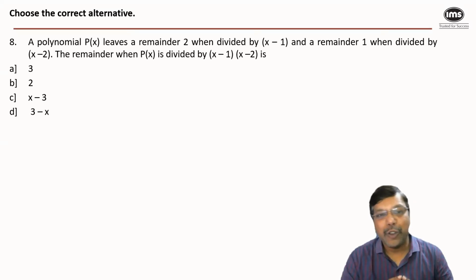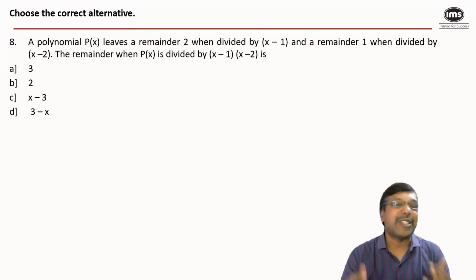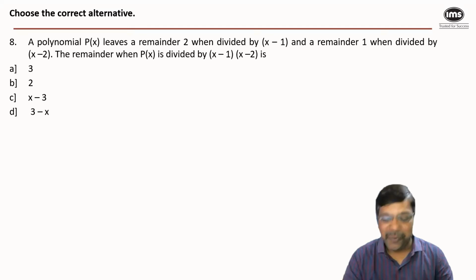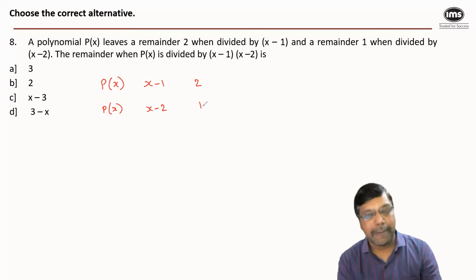Question number 8. Now, this is one of those questions that seem to be difficult, but in actual, it's quite simple. Let us see what is the information we have in hand. There's a polynomial p of x, and when I divide this by x minus 1, the remainder is 2. And if I divide the same polynomial p of x by x minus 2, the remainder is 1.